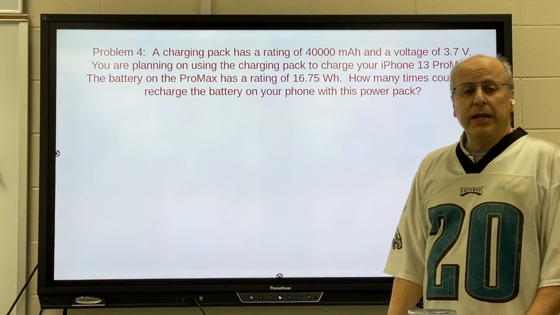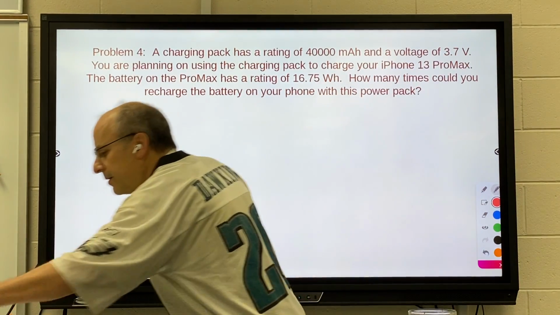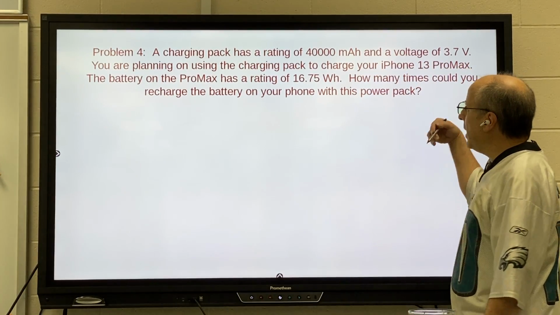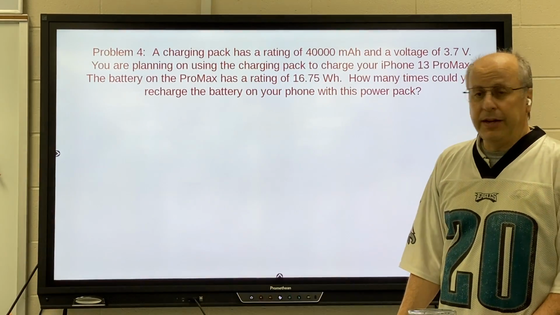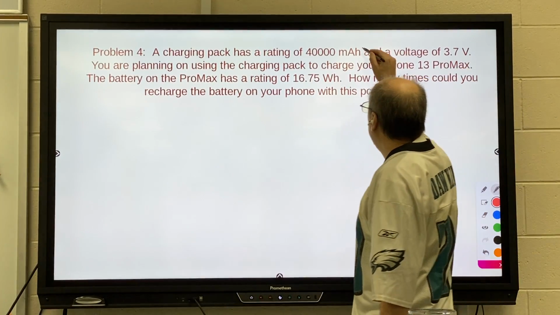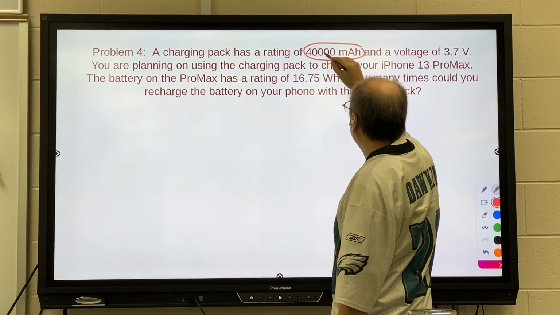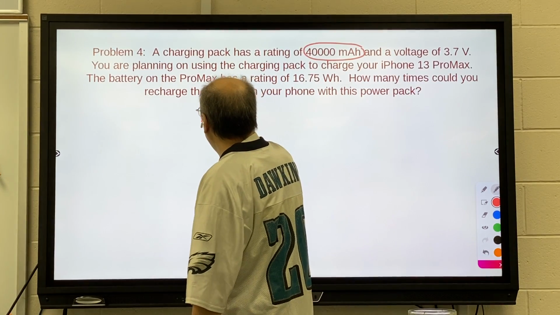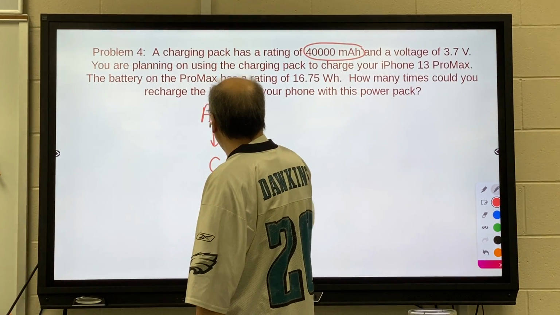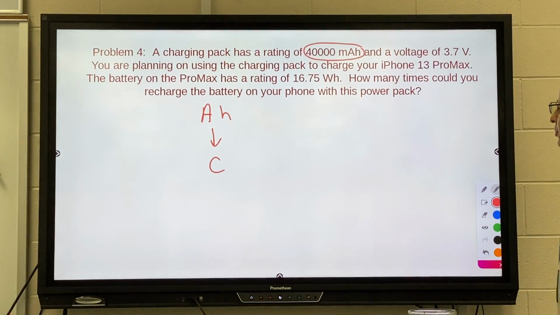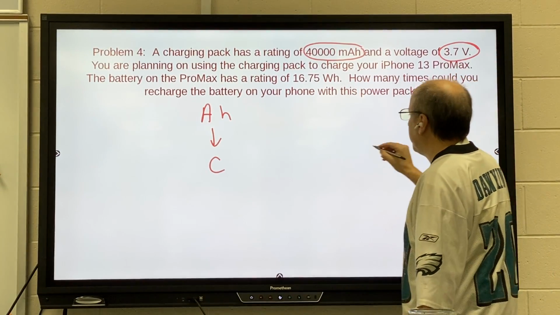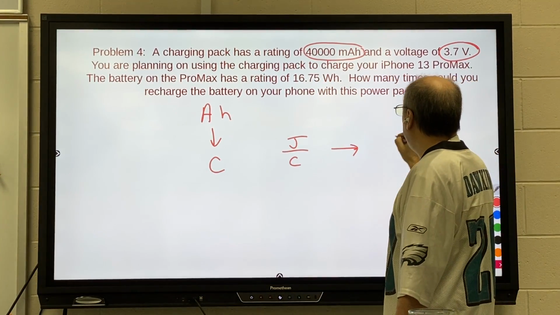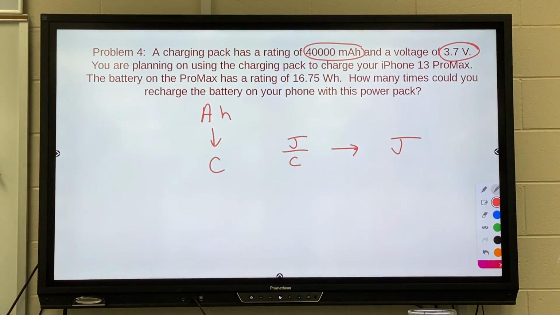Okay, on this one, we're looking at a charging pack similar to the kind I have here. And what we're doing is we want to know how many times we can recharge the battery on our phone. So what you want to do is start with your 400,000 milliamp hours, put it into amp hours, and turn that into coulombs. Once you have it in coulombs, you're then going to use your voltage, which is joules per coulomb, to figure out how many joules are on your power pack.